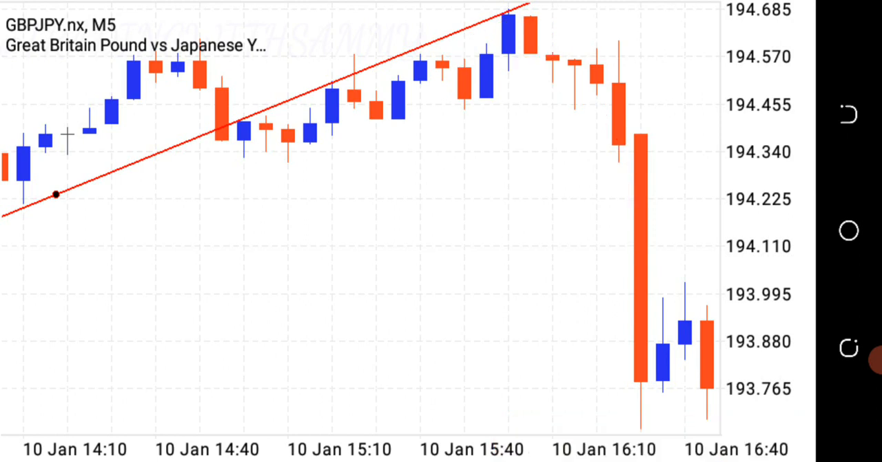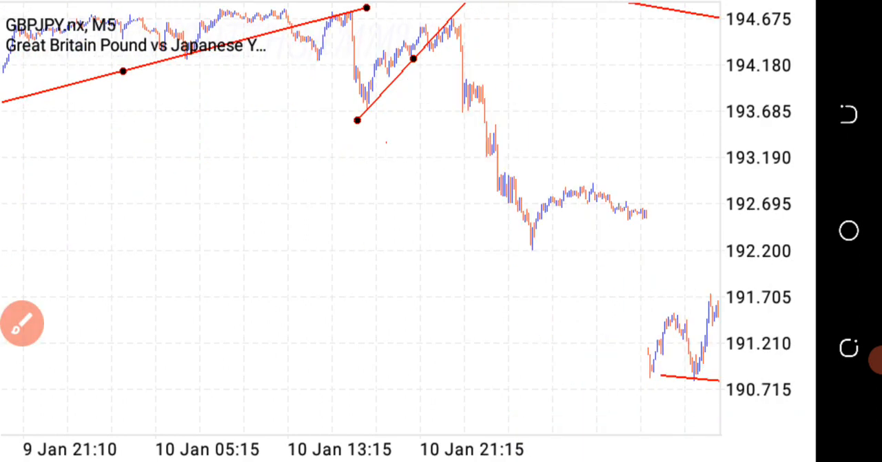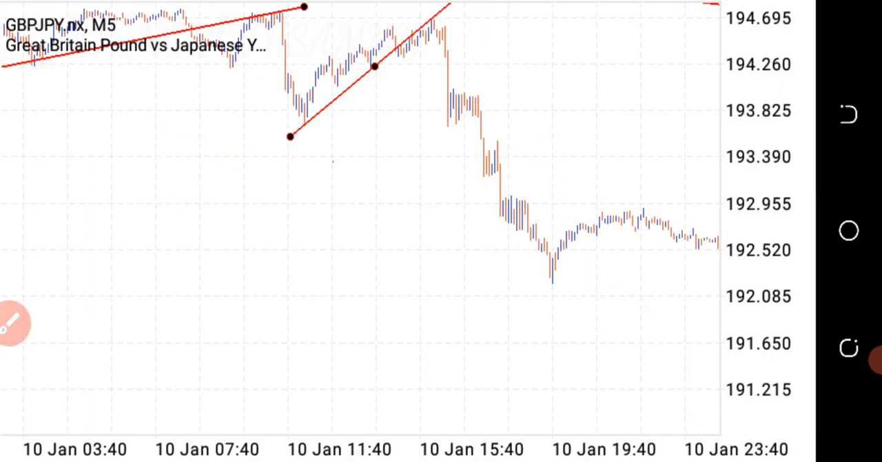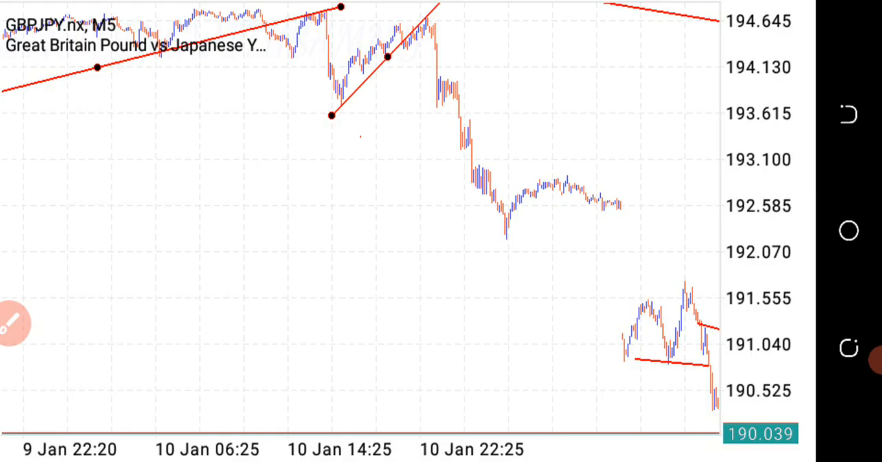Why did we enter here? Because price gave us a signal in a very significant zone, that we should actually sell from that zone. Okay, that's all. You can actually do your backtest on GBP/JPY and confirm the trend lines and see to it that it works a lot.